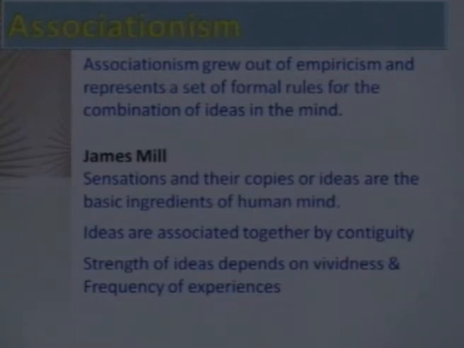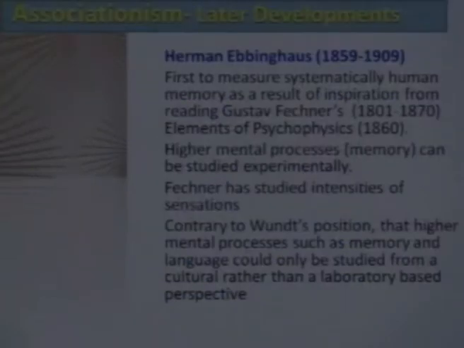James Mill was proponent of this system, who said sensations and their copies are basic ingredients of the human mind, and they are associated by the principle of contiguity, and strength of ideas depends on vividness and frequency of experiences. What were the later developments? How did associationism affect the later development?